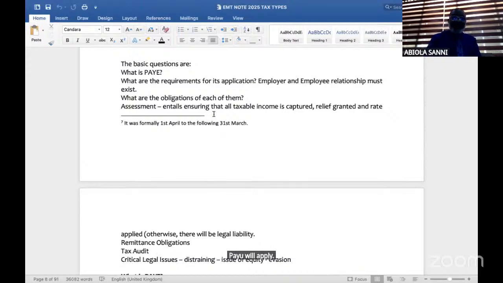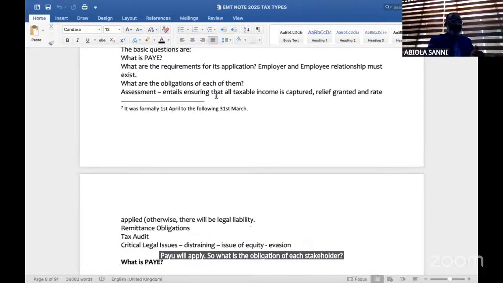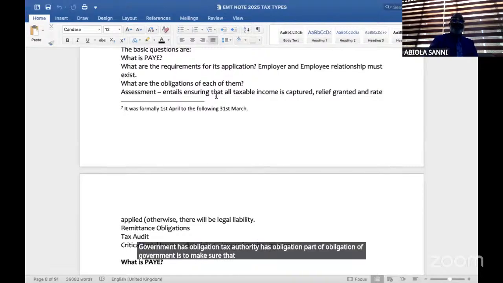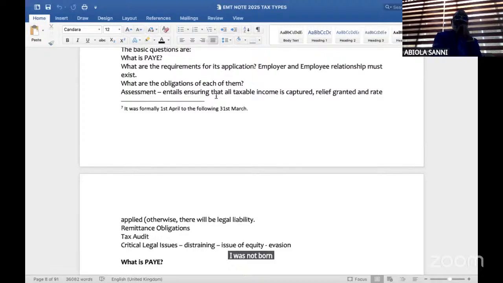So what is the obligation of each stakeholder? Government has obligation, tax authority has obligation. Part of the obligation of government is to make sure that we do not have a regulation made some 24 years ago. I was not born in 2002. I was still in my father's loins. So what will happen to this law? It will be outdated.